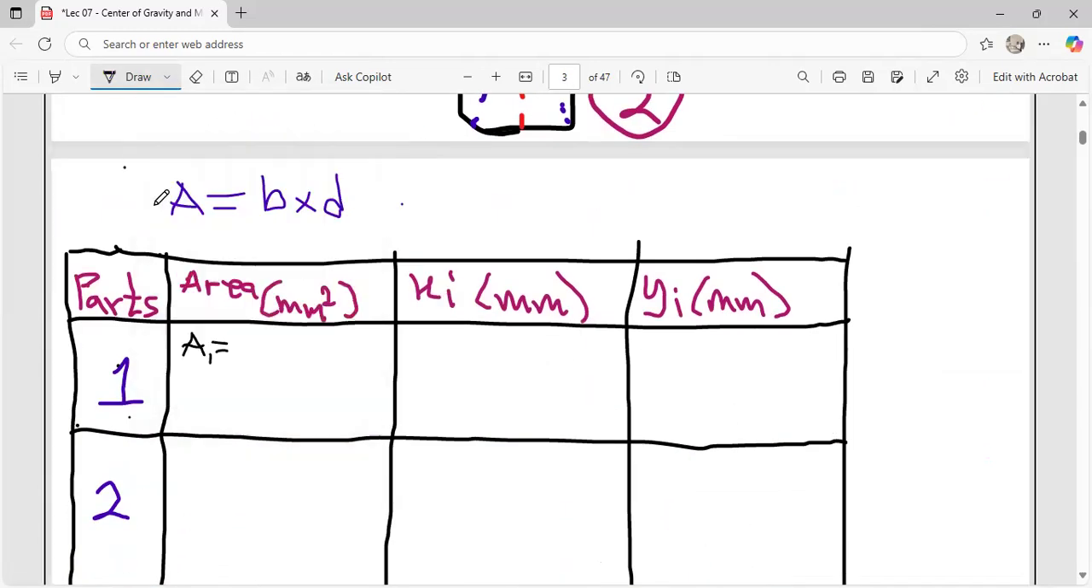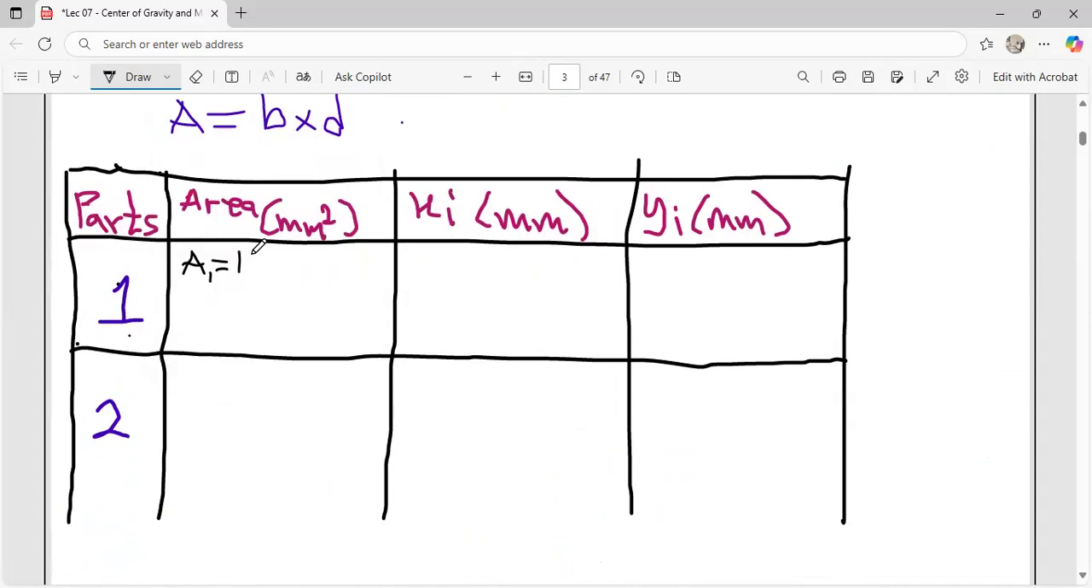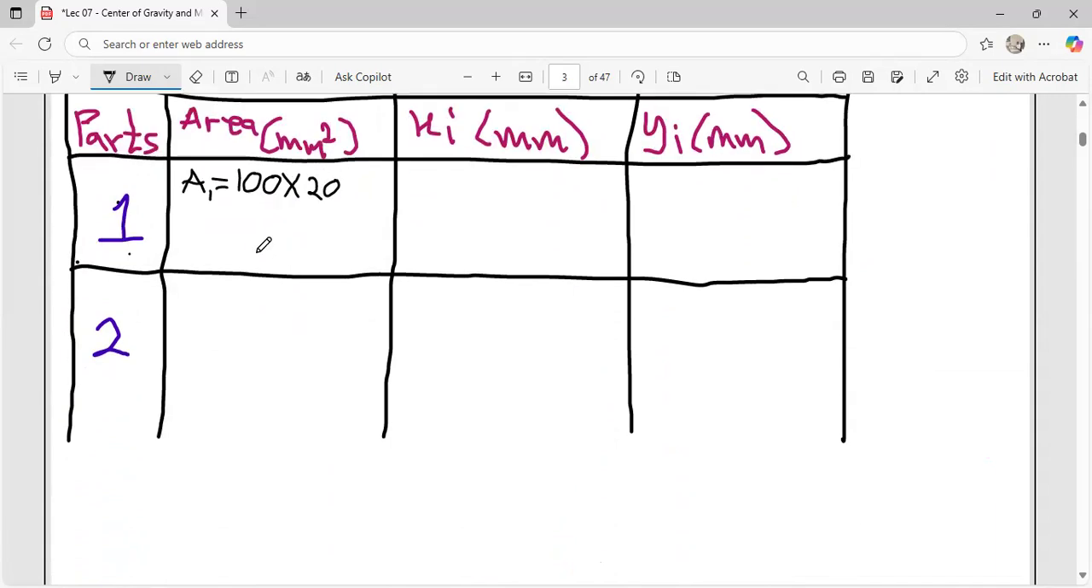100 times 20. So we are going to write 100 times 20. And at the end of the day, you realize that we are going to get our area one to be what? 2000 millimeters squared. 2000 millimeters squared.